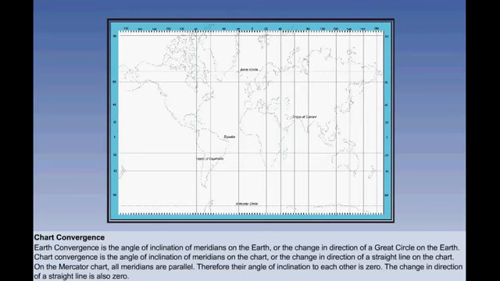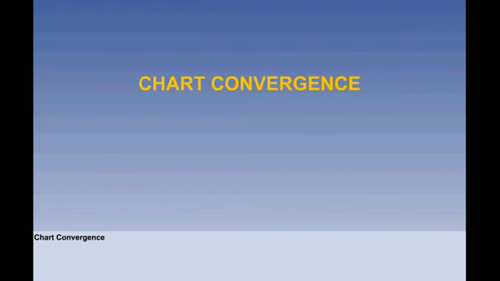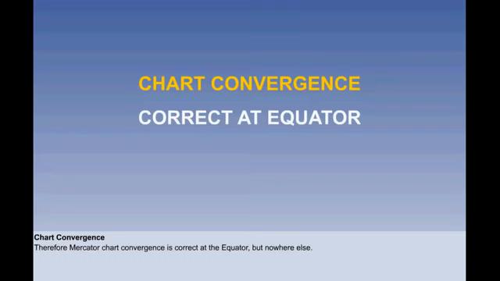It will always cut all meridians at the same angle. That is why Mercator produced the chart in the first place, so that a straight line on the chart gives a single track angle. Earth convergency is also 0 at the equator, but nowhere else. Therefore, Mercator chart convergence is correct at the equator, but nowhere else.